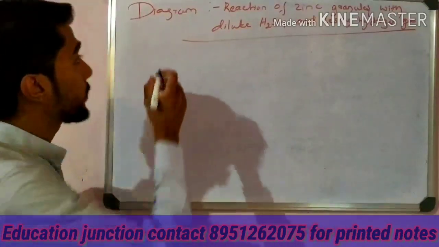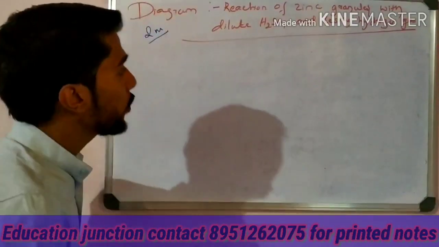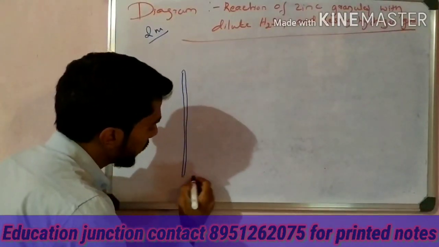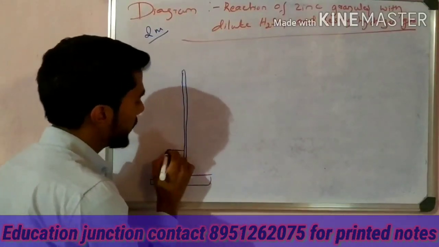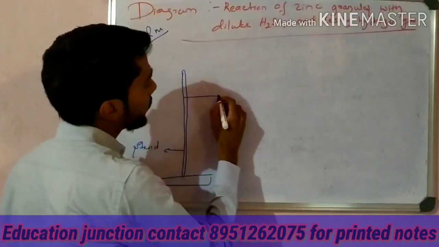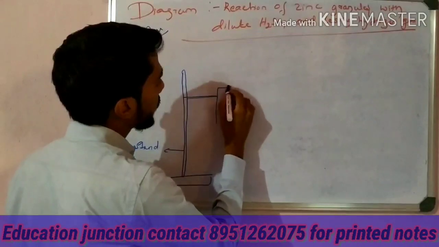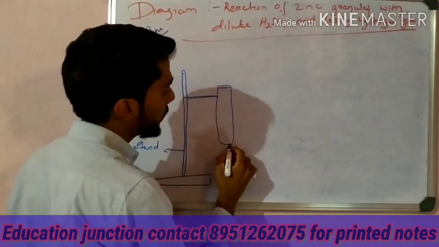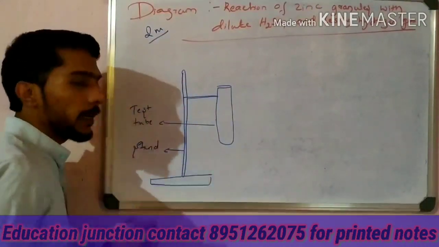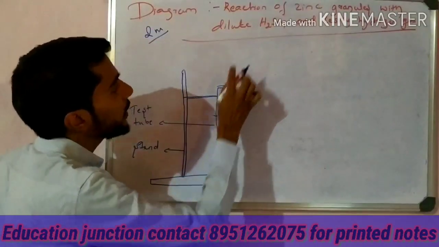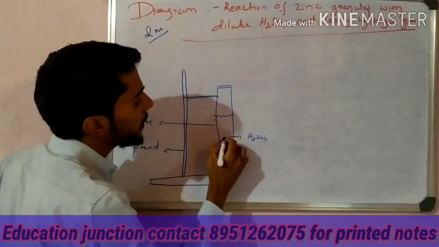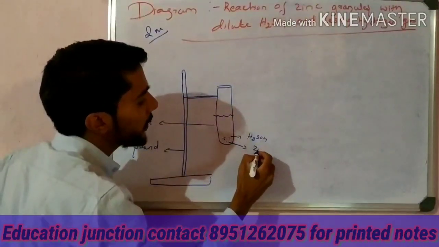It is 2 marks. So for this we have to simply draw one stand. Use pencil and scale for drawing this. One stand. Now let's take one test tube here. It is called a test tube. In the test tube, as given in the question, take H2SO4 and some metal, zinc granules, so Zn, zinc.